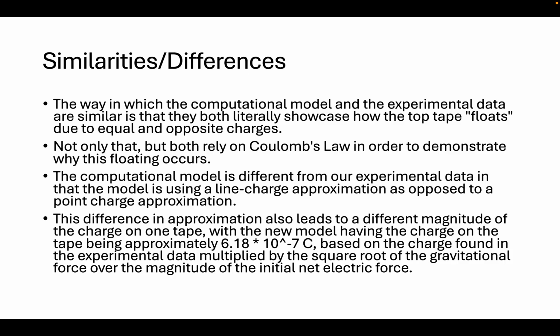The computational model is different from our experimental data in that the model is using a line charge approximation as opposed to a point charge. This difference in approximation also leads to a different magnitude of the charge on one tape, with the new model having the charge on the tape being approximately 6.18 times 10 to the negative 7 coulombs, based on the charge found in the experimental data multiplied by the square root of the gravitational force over the magnitude of the initial net electric force.